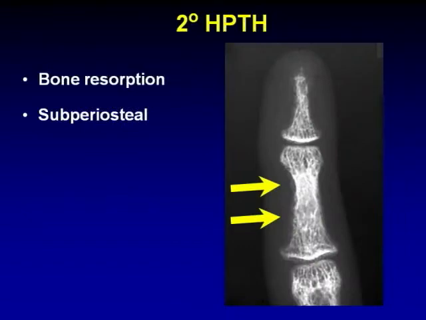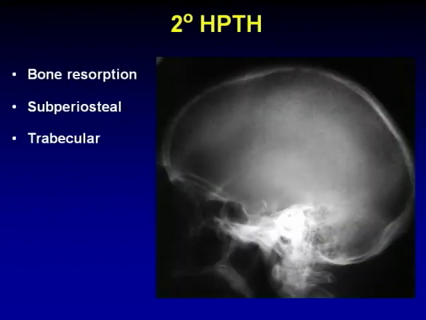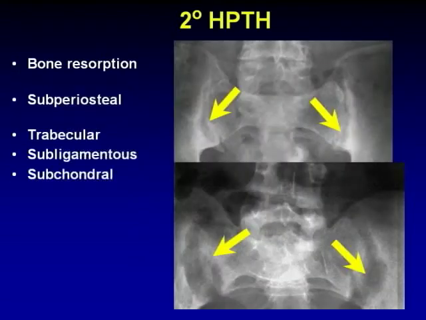So we know what we see with hyperparathyroidism, right? We see bone resorption that's subperiosteal. We see bone resorption that is trabecular, the salt and pepper skull. We can also see subligamentous and subchondral resorption. I just mentioned that as a review because it is a good thing to remember.